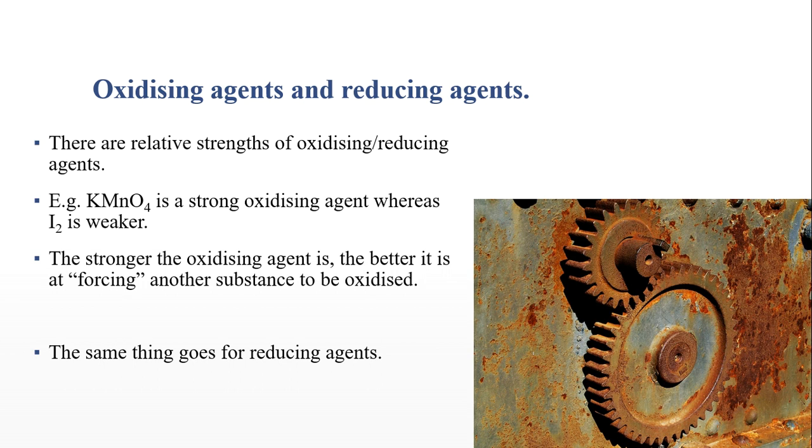And this is related to how reactive they are. If we have a strong oxidizing agent, it has a high tendency to become reduced itself, so it's a reactive substance. So the more reactive they are, in one way or the other, there will probably be a strong oxidizing agent or a strong reducing agent.